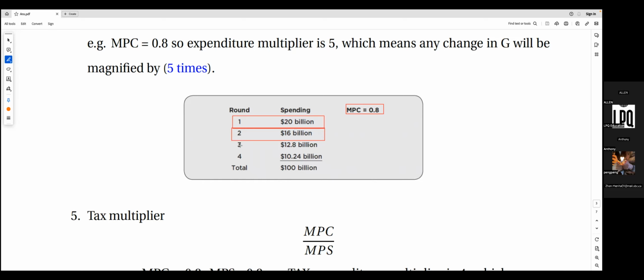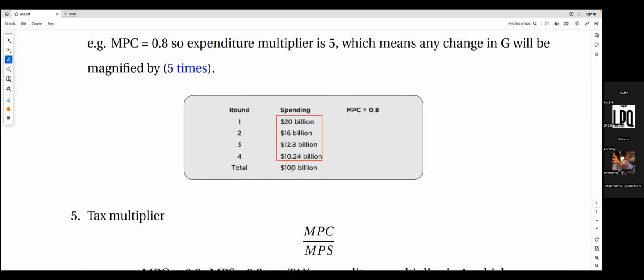And let's repeat this process one more time. Those people who made the $16 billion will do the next round of consumption. Still 80% of $16 billion is $12.8 billion. And we just repeat the process over and over and over again. And finally, we add up all the numbers, including the first $20 billion spent by government and all those newly stimulated consumption activities.